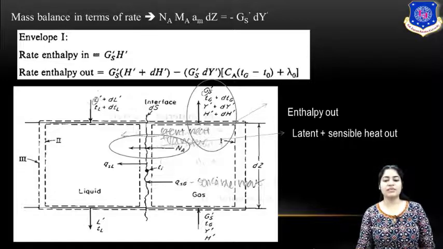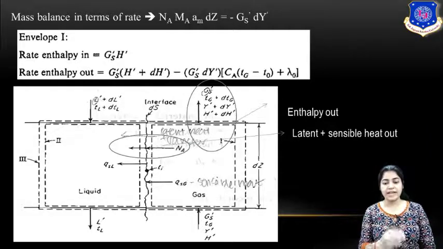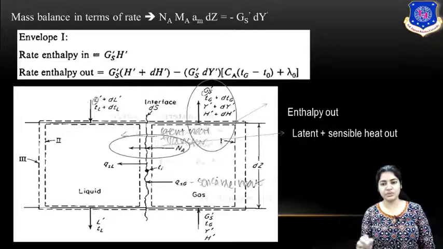Minus what is associated with it. See, the NA is the molar flux. Now talking about the mass balance in terms of rate: NA into MA into Am into dz is equal to minus of GS' into dY'. Now what is Am? That is your mass transfer area. Here you can see that latent and sensible heat is getting out. Hence the associated latent and sensible heat with the mass is represented by minus GS' into dY' into CA into (TG minus T0) plus lambda 0. That is the sensible heat and the latent heat.